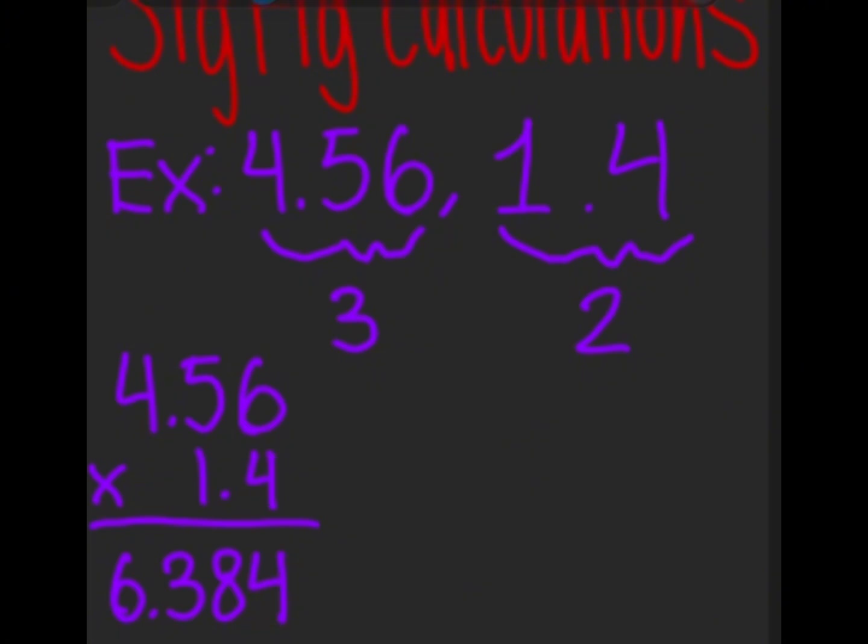Keep in mind, we have to round to 2 significant figures since we have to round the final number to the smallest number of significant figures. So, 6.384, should we round this to 3 significant figures or 2? Well, we should round it to 2 significant figures because it's smaller than 3. So our final answer would be 6.4.